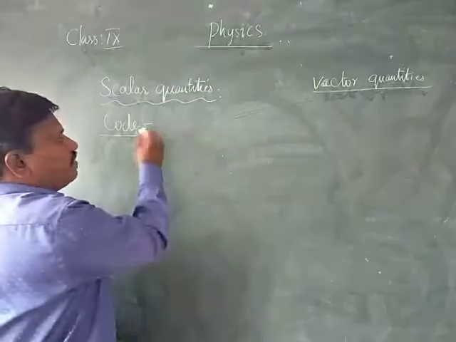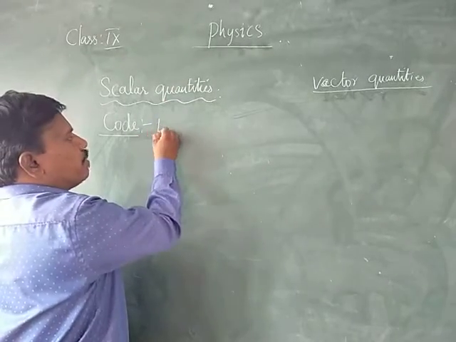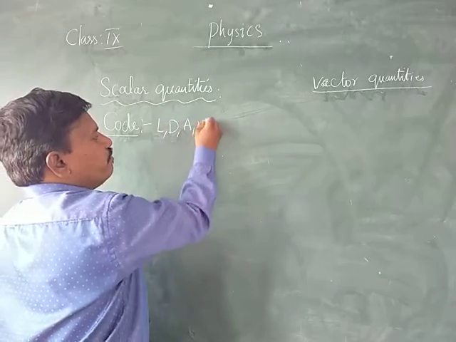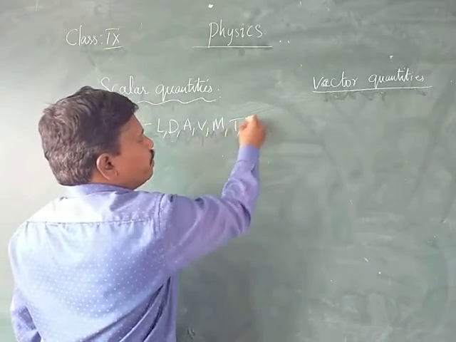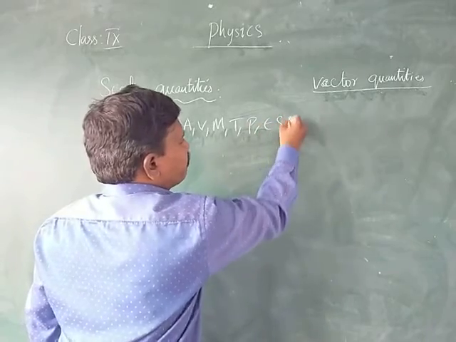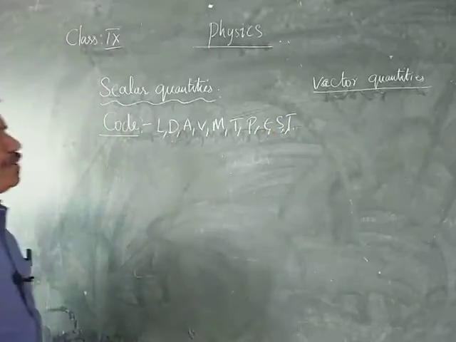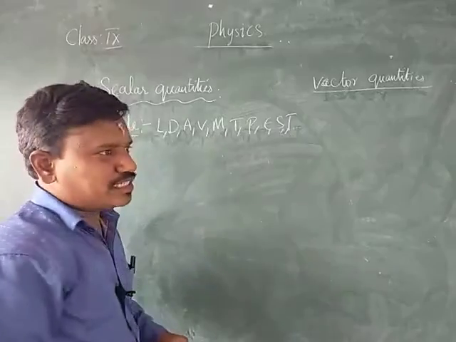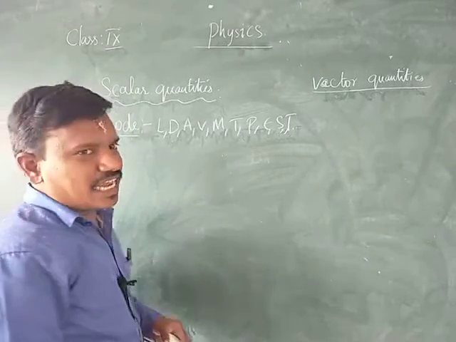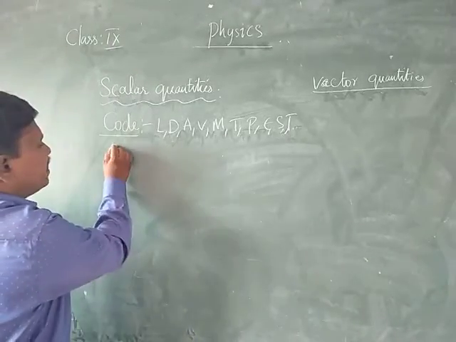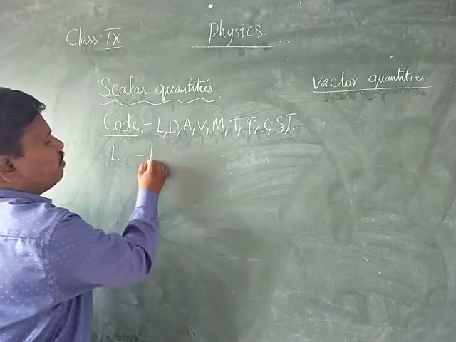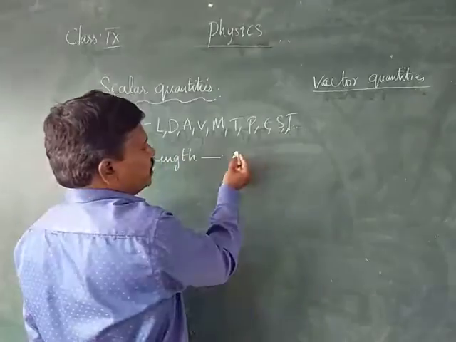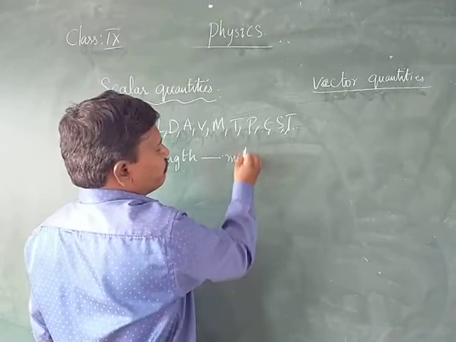The code is L, D, A, V, M, T, P, E, S, T. LDA, VMT, PEST. It is the code which gives the physical quantities which are scalar. What does L mean? L means length. The unit of length is meter.